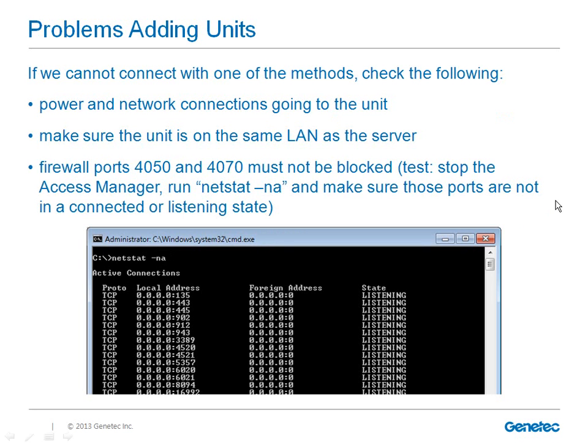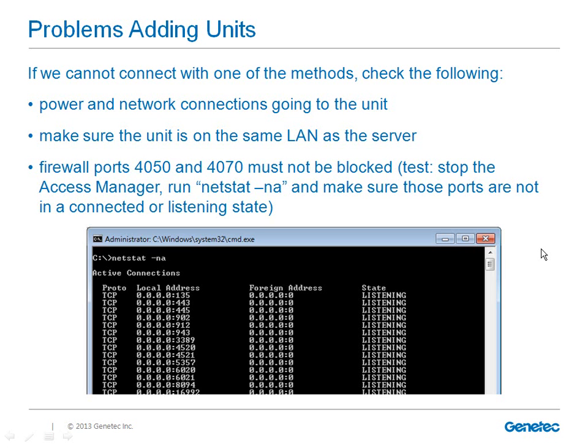We also need to verify that the unit is on the same LAN as the server, and can be reached through a NAT if it's on a WAN on the other side of a firewall, for instance. Now, speaking of firewalls, there may be one or more set up on the system, and this might be blocking the ports we need to communicate through. So check your firewall ports on the server and any other firewalls on the network, and make sure that 4070 and 4050 are unblocked.